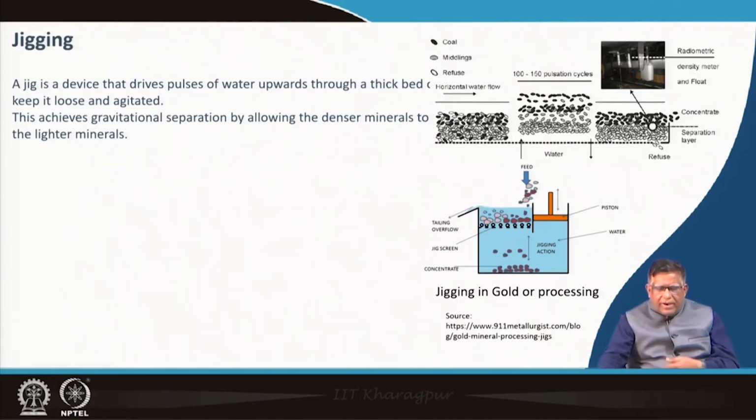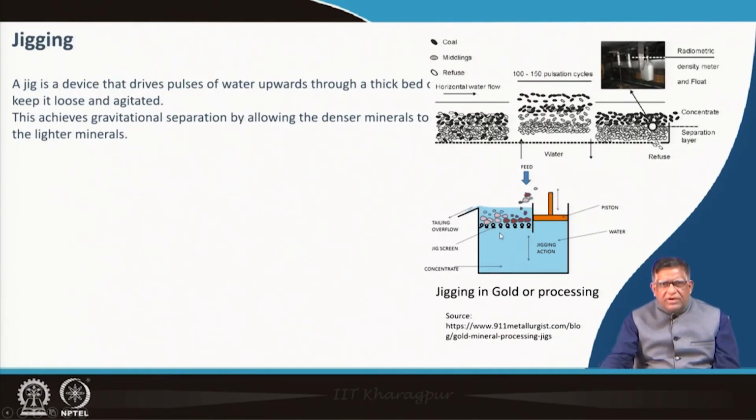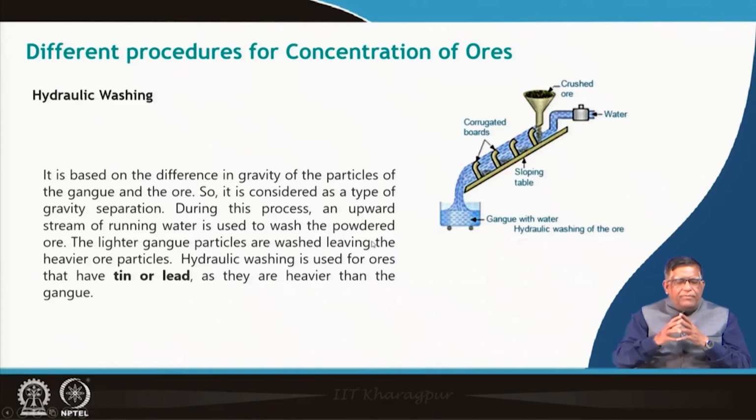That is why, when they give water, the feed of gold and ore mixed things comes after the ball mill, after the autogenous mill, and then you give some water and a pulsating action. There is a screen over here through which the gold particles get deposited as a concentrate, and the gangue materials go out and they take it out. So, this is the way jigging is done.